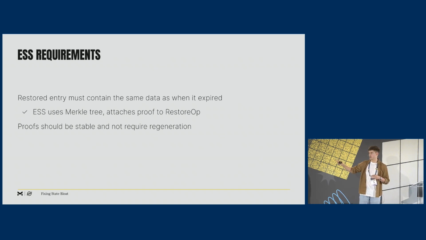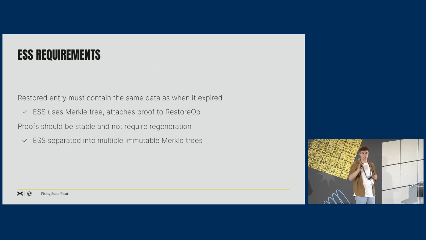And so we need a way to make it such that our Merkle tree proofs are stable and don't have to be constantly regenerated, creating database and CPU churn. So to do that, we're going to change the structure of our ESS. Instead of having one big Merkle tree that changes every time you add an expired entry to it, we're going to break the ESS into a series of small, immutable Merkle trees. This process, however, is a little bit involved.